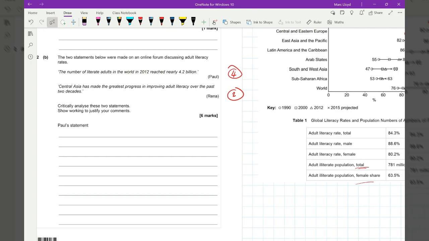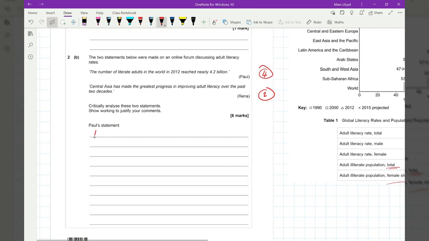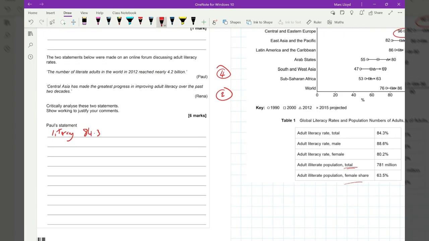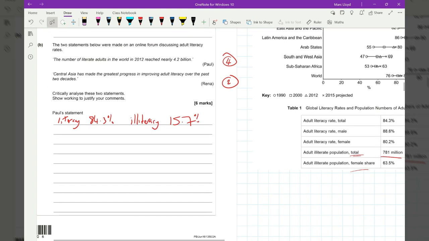So we know that the literacy rate is 84.3%. So the illiteracy, and that's ironic that I can't really spell that with confidence, is 100 take away that. So that's going to be 15.7%. And the reason why that's important is because we've been given the 781 million. So 15.7% equals 781 million.